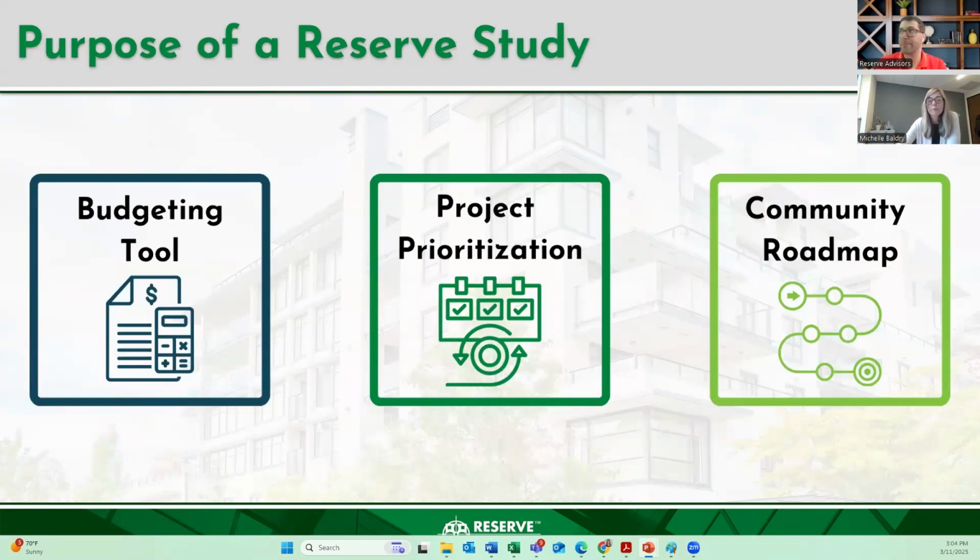And when we say it's able to accomplish these things, how is that possible? What really is the purpose of a reserve study? Well, first and foremost, a reserve study is a budgeting tool. The goal is to help stabilize the budget and avoid surprises. How are we able to accomplish that? The goal really is to provide help with planning and prioritizing capital projects and serving as a community roadmap or strategic plan for maintaining the community's infrastructure. It really provides that 30-year roadmap for the association of all of their capital needs.